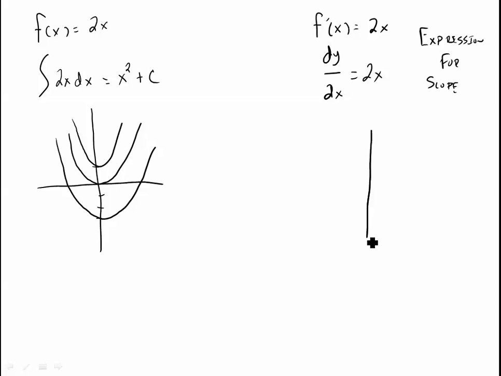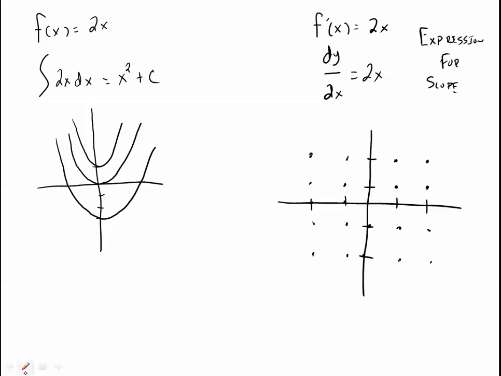Which means when we go ahead and sketch in a slope field, we should not be surprised to find that it looks like we have a bunch of quadratic equations. The reason we shouldn't be surprised is because that is the antiderivative of 2x.